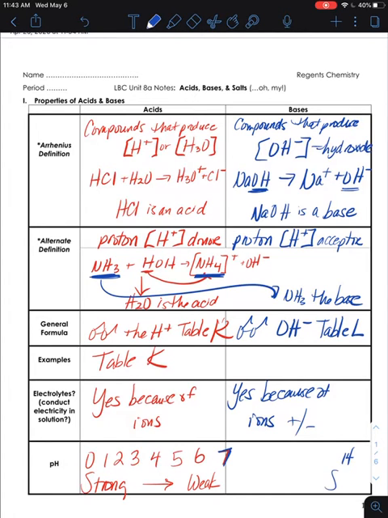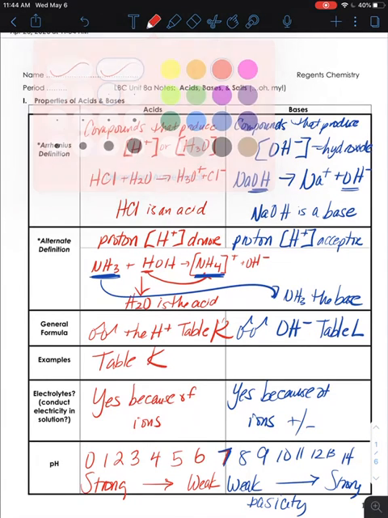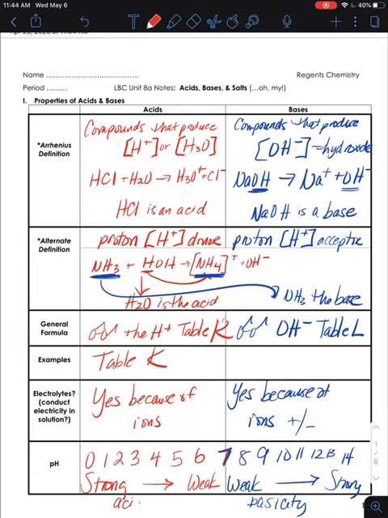So this is considered a strong base. This would be considered a weak base. As we are counting up from 7, 8, 9, 10, 11, 12, 13, we are now increasing, and the word is kind of tricky. It's called basicity. Okay. This is actually called, on the other side, acidity. And those are the properties of acids and bases.